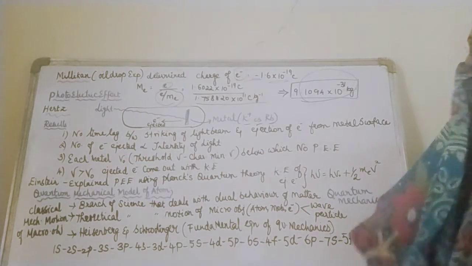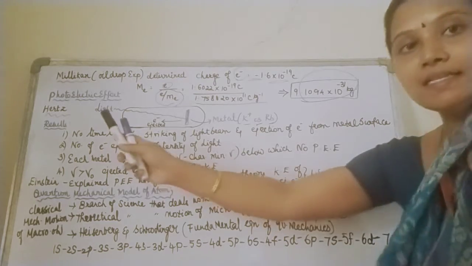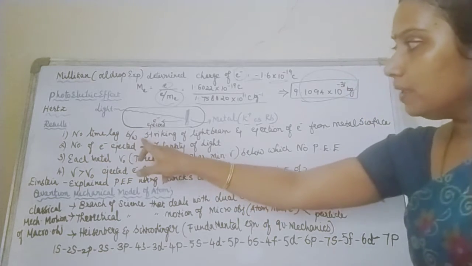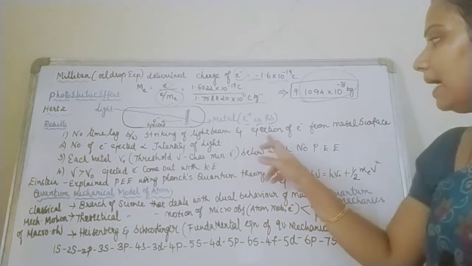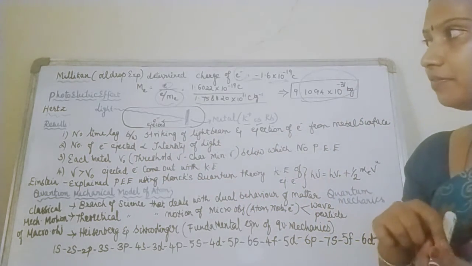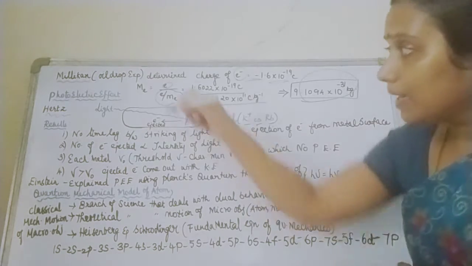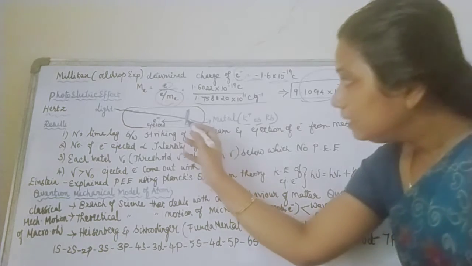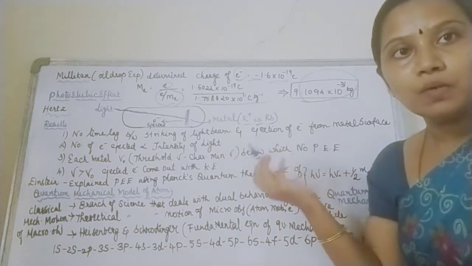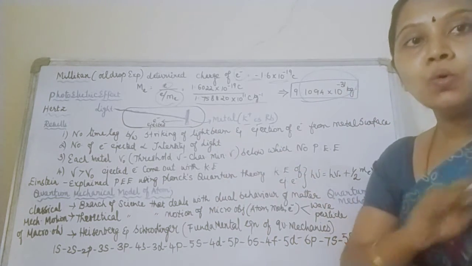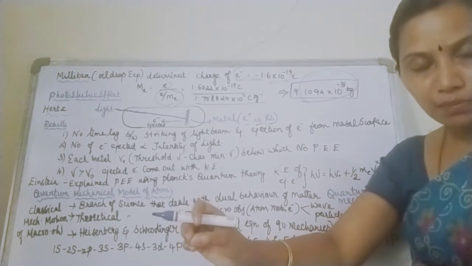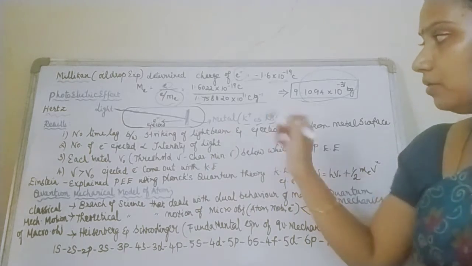Okay. Now, what are the results of the photoelectric effect? See, there is no time lag between the striking of the light beam and the ejection of electrons from the metal surface. The moment the light strikes the metal surface, electrons are immediately ejected. So what they want to infer is that there is no time lag between the striking of the beam of light and the ejection of electrons. This is your first point.